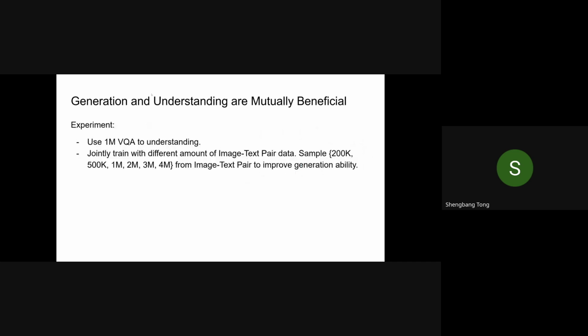So for the reverse experiment, we do the following. We use 1 million VQA data to, again, provide a decent level of understanding ability. We jointly train with different amounts of image text data to study the generation ability, where we sample 200K, 500K, all the way up to 4 million to improve the generation ability of the model.